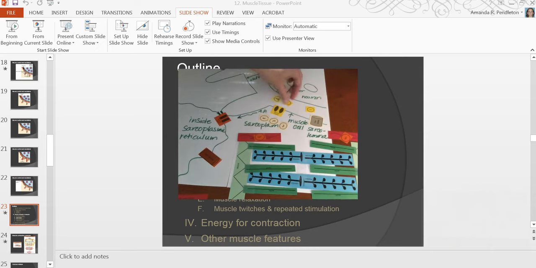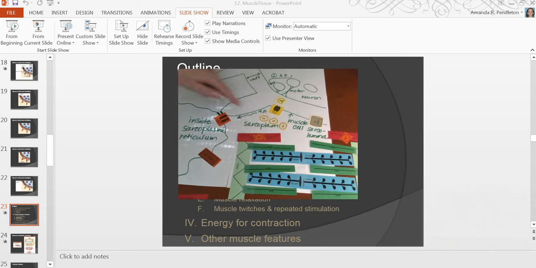So as it comes along and chews up acetylcholine, there's nothing bound to the receptor. There's no more acetylcholine bound to the receptor. So that receptor will close.